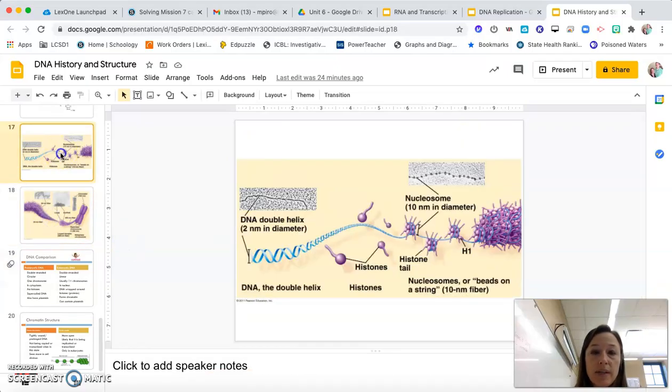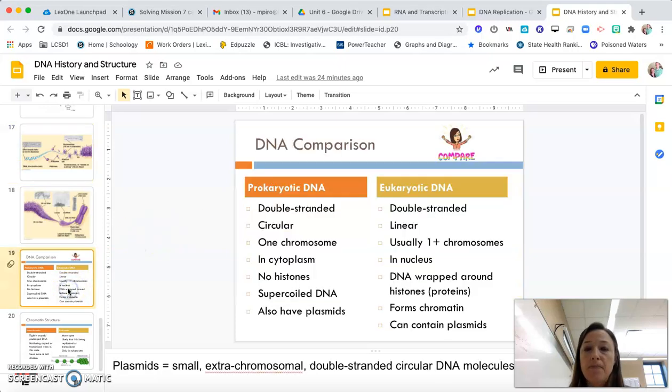DNA is wrapped around these proteins called histones that help with the supercoiling and the condensing. Prokaryotic DNA doesn't have that, so it's a different way that it is condensed. Theirs is condensed through supercoiling. Ours is condensed through histones and other ways that we can condense.